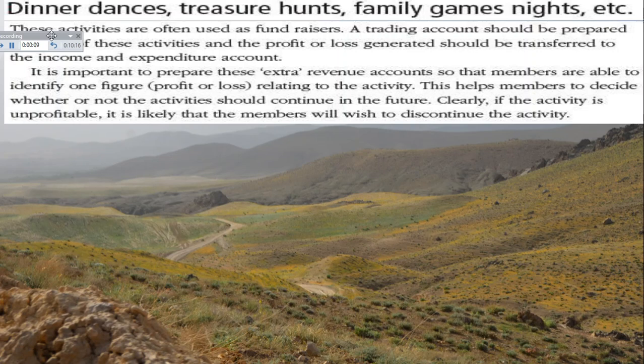Dinners, dances, treasure hunts, family games, and so on. This is also related to extra activities. So if there are any such extra activities, again I'm repeating, prepare your trading account, find out your profit, surplus or deficit, and then transfer it to the income and expenditure account. Now, why do they need to do this for every extra event? It helps the members to decide in the future whether they should continue with the concerned activity. If it's profitable, they will continue. If it's not, they will stop.